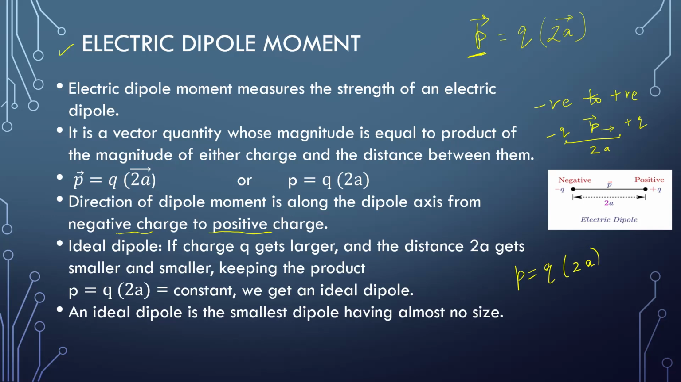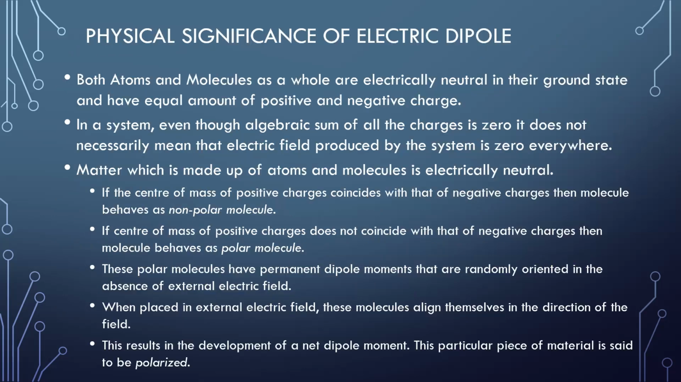So, basically an ideal dipole is when the size of the dipole is very small, or it is the smallest dipole. Okay. So, that is considered to be an ideal dipole. Now, we move on further and talk about the physical significance of electric dipole. Atoms and molecules as a whole, as you all know, are electrically neutral in their ground state, and they have an equal amount of positive and negative charge. You know, atom is electrically neutral, it has equal amount of positive and negative charge.